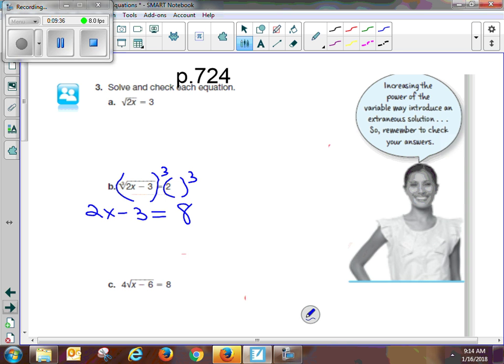Next thought. What would you do next? This is a nice linear sentence. You know how to do this from algebra. Add 3. And you can write the answer as 11 over 2, 5.5, 5.5. Any of those ways would be fine. And it checks because I've done it before.